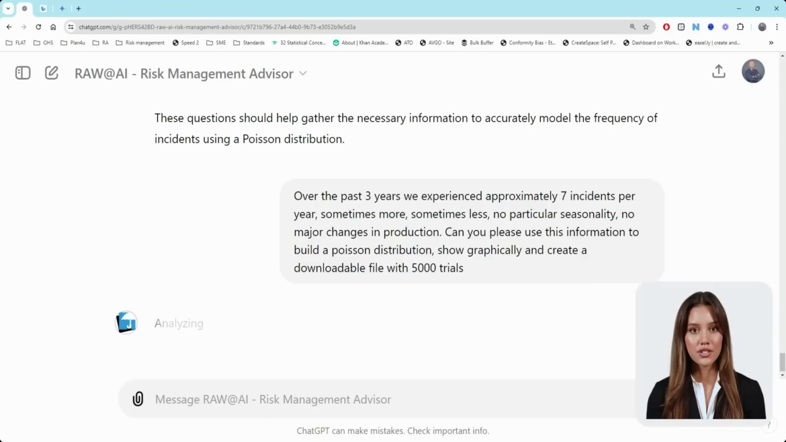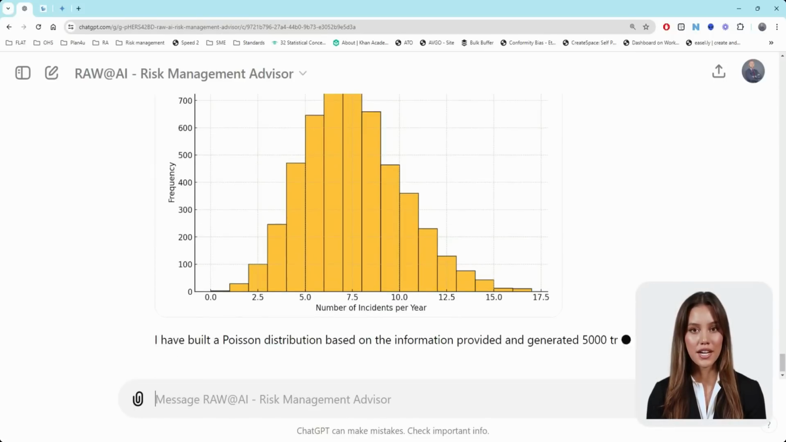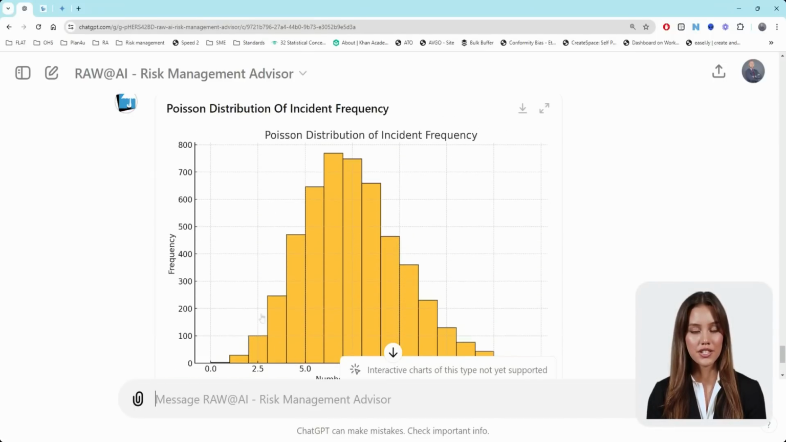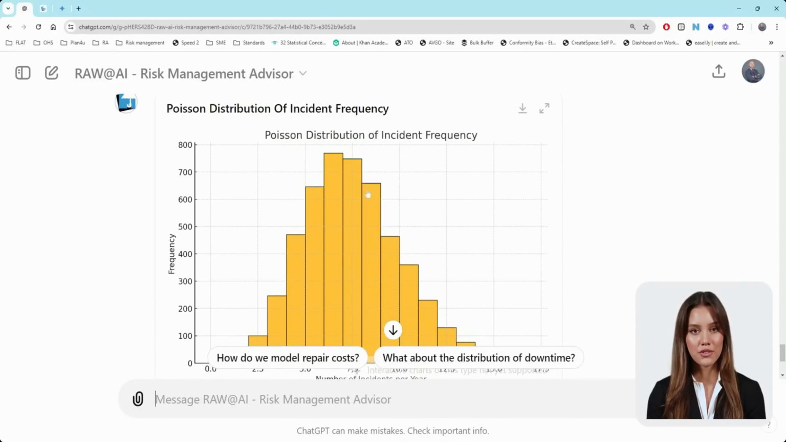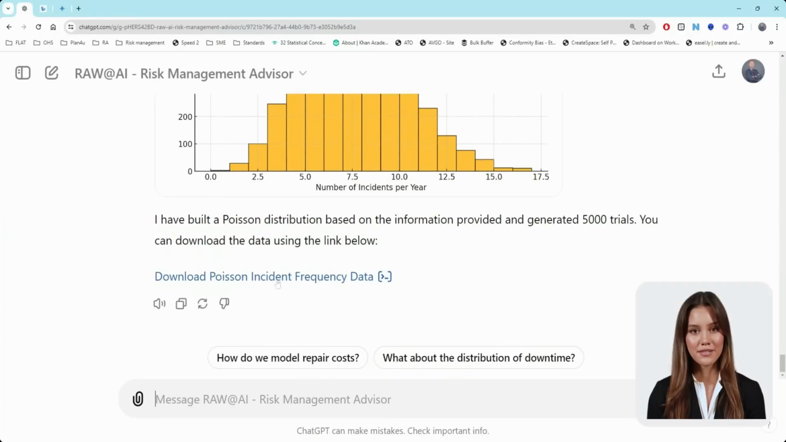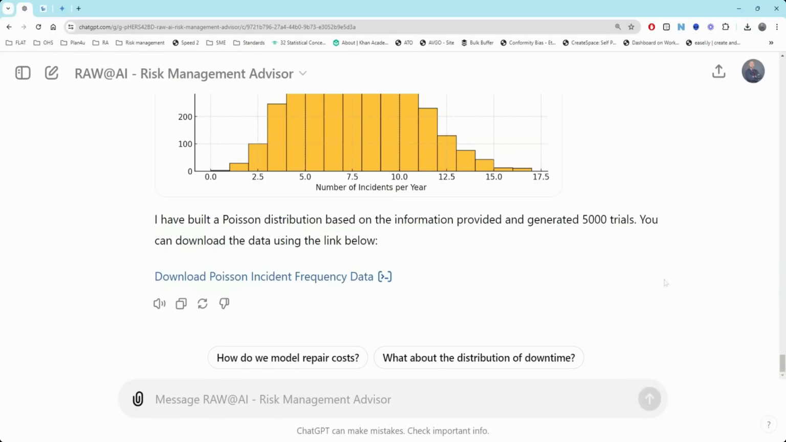Usually, you would use specialized software to convert this interview data into a distribution for calculation. Here's what it looks like, from no incidents to a very unlikely number of around 17 incidents per year, with an average around 7. We can download this as a Poisson incident frequency distribution. Pretty good.